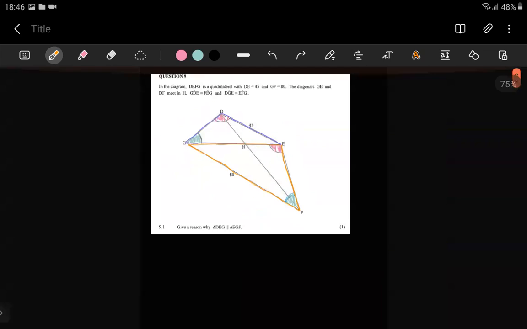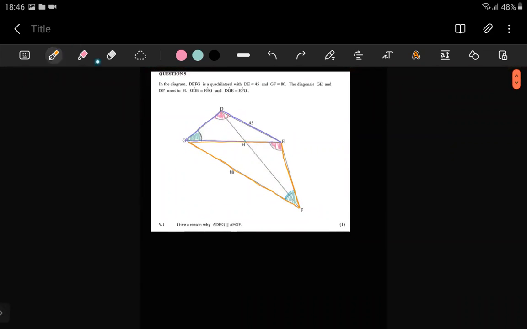So for 1 mark here, they said give a reason why these are similar. Because they already told us that these two are equal to each other, and these two are equal to each other, all we can say is angle EGF is equal to DEG. The reason is sum of interior angles of a triangle. That's the reason why those two angles are equal. The other two pairs being equal, they gave that to us.